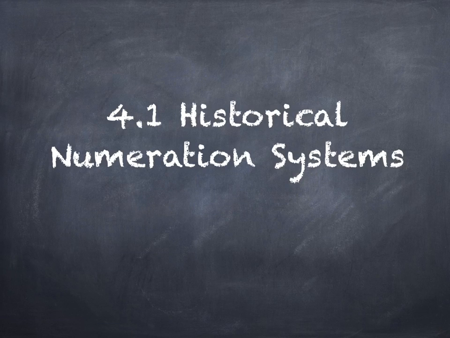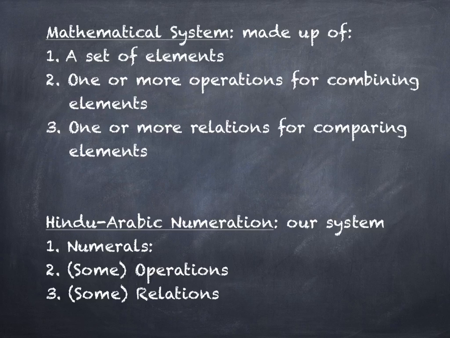All right, so today we're going to start, I'm not sure if we'll finish, but we're going to start section 4.1. 4.1 is about historical numeration systems, and in order to talk about this idea, we need to start with what in the world is a numeration system, and that's where we're going to begin.